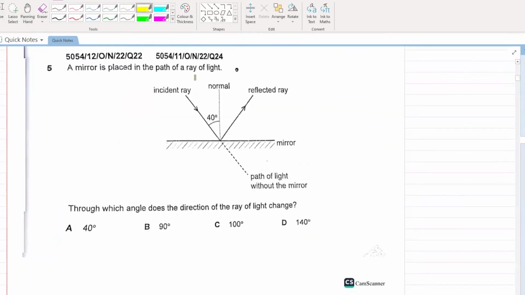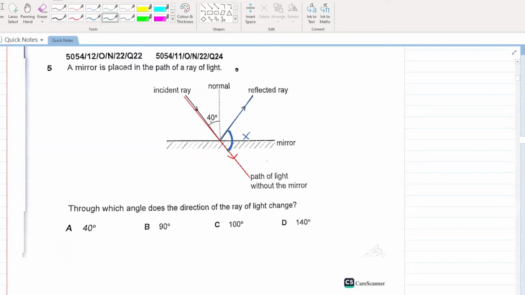Let's look at this. A mirror is placed in the path of a ray of light. Okay, so this is the mirror. Through which angle does the direction of the ray of light change? If the mirror wasn't present, your light would have gone straight through like this. But now your light is getting reflected like this. What is this angle? What is the direction change? What is this x? Can you calculate it?